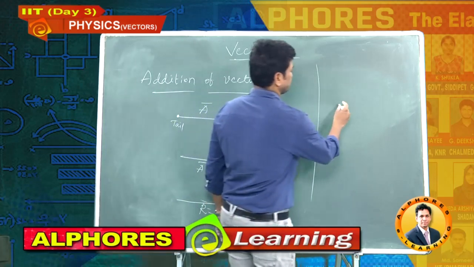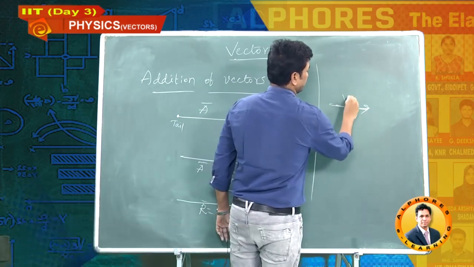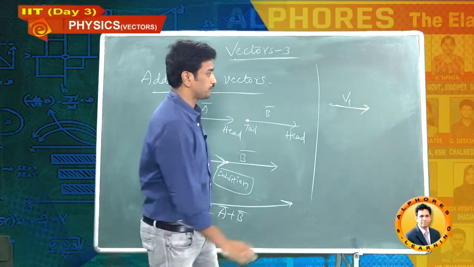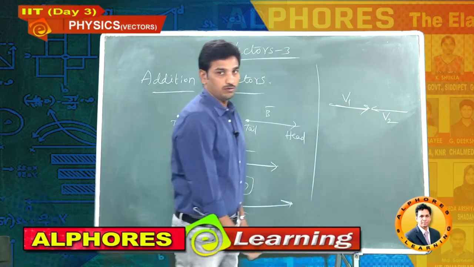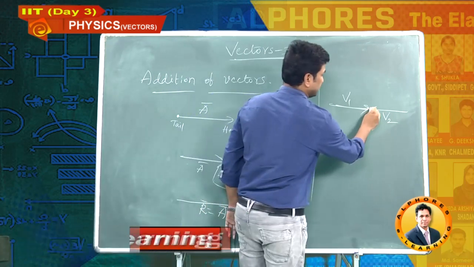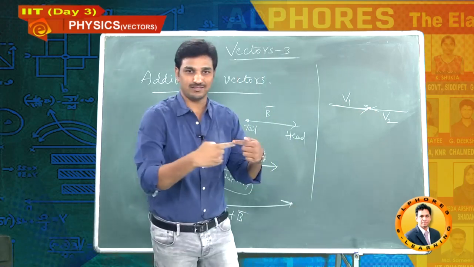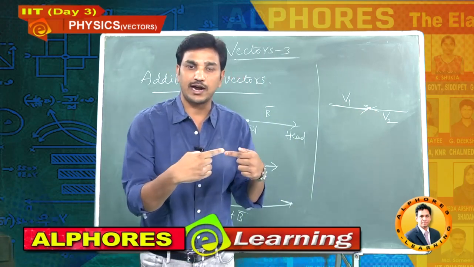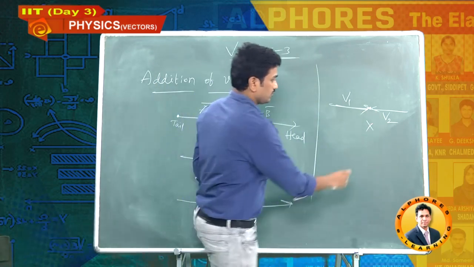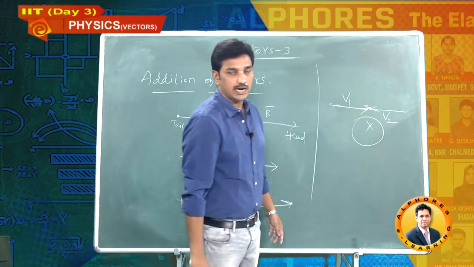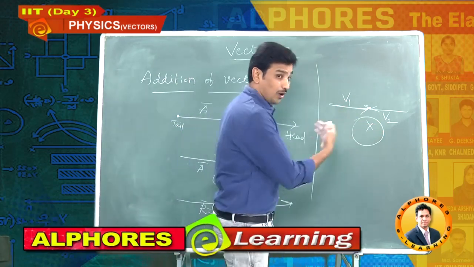Suppose V1 vector, V2 vector. See here, head of V1 and head of V2 both are joined. This is not the process of adding two vectors. We cannot add. It's wrong. We cannot add two vectors by connecting head to head or tail to tail. It's a wrong process. Then what can I do?